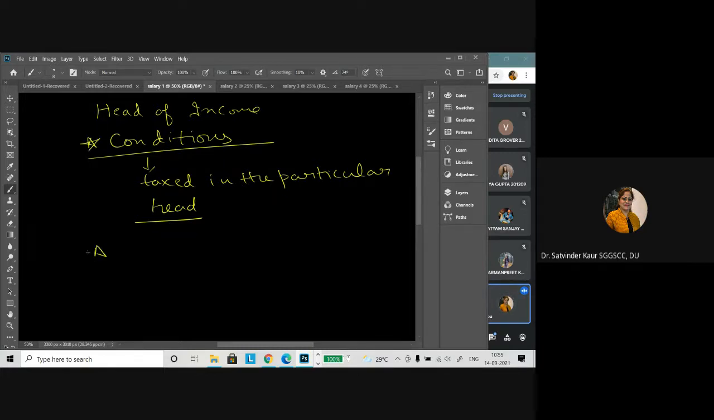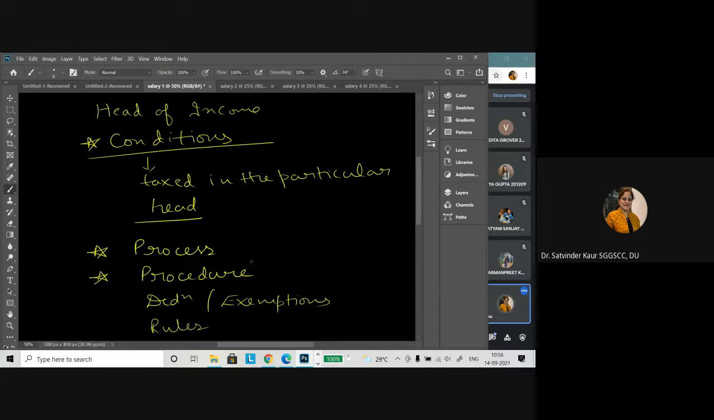Secondly, we have to understand the process of how the income will be calculated in the particular head. Then we need to learn the procedure of how we are going to compute the particular income. Then we need to understand several kinds of deductions, exemptions, and all the rules related to this. Once we understand all this, the particular income will be computed.